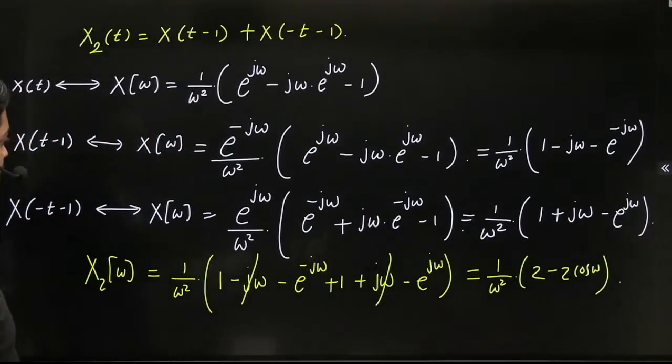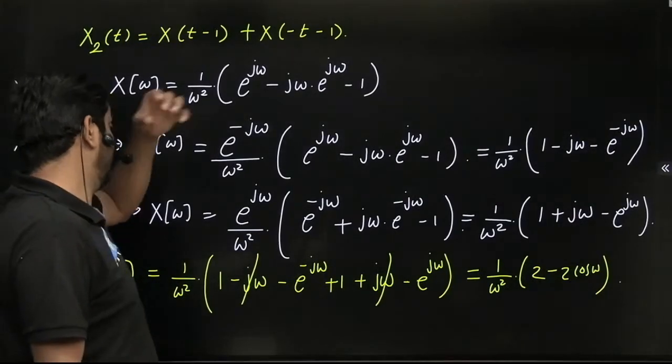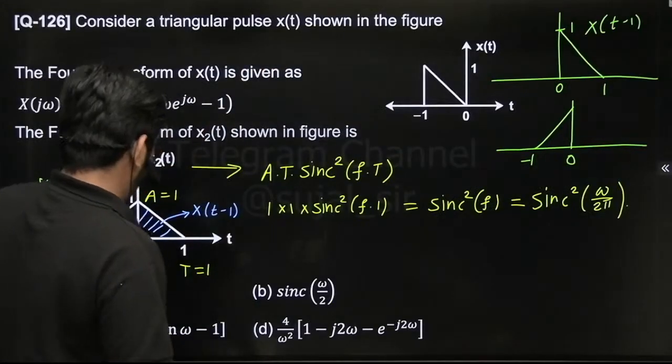Next you have to add both the things. So 1 minus j omega minus e power minus j omega plus 1 plus j omega, so it cancels out. So 2 minus 2 cos omega, the answer should be this one, okay.